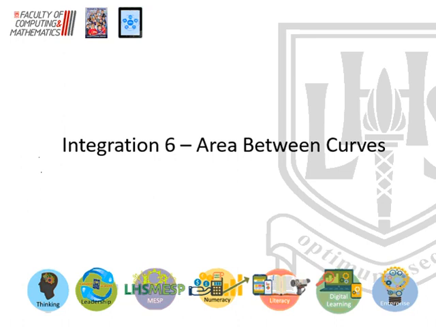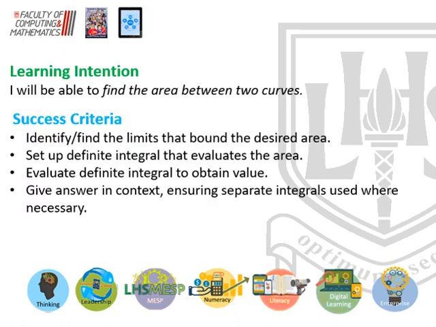Today we're going to look at the area between curves, so not specifically between the curve and the x-axis like last time. Four things we're able to do here, quite similar to last time. Be able to identify and find the limits that bound the desired area, set up a definite integral to evaluate the area, evaluate the integral to obtain the value of the area, and give your answer in context, ensuring separate integrals are used where necessary. So in fact it's exactly the same, there's just one thing we need to be aware of here.